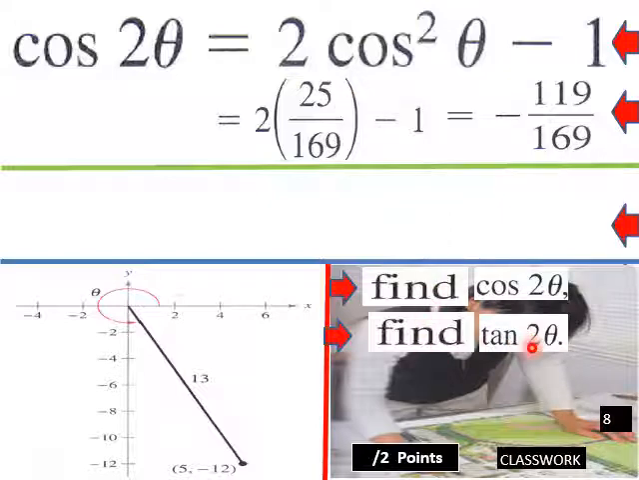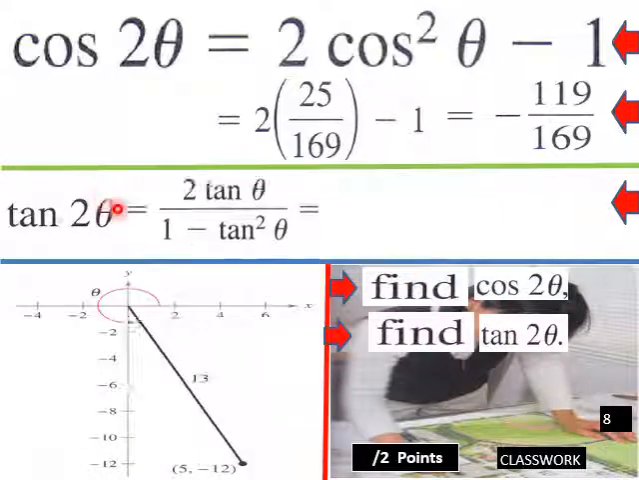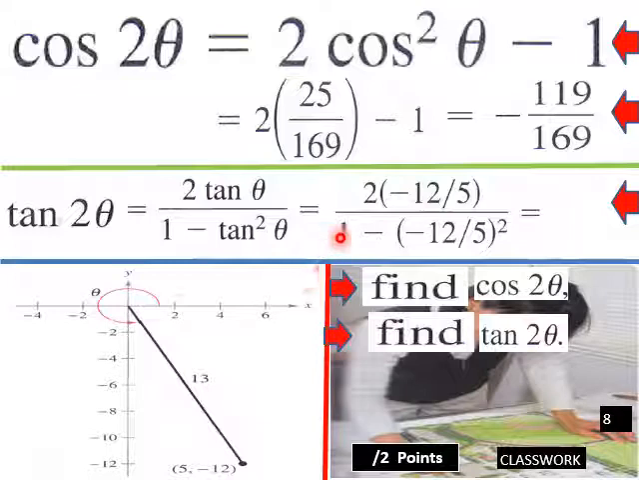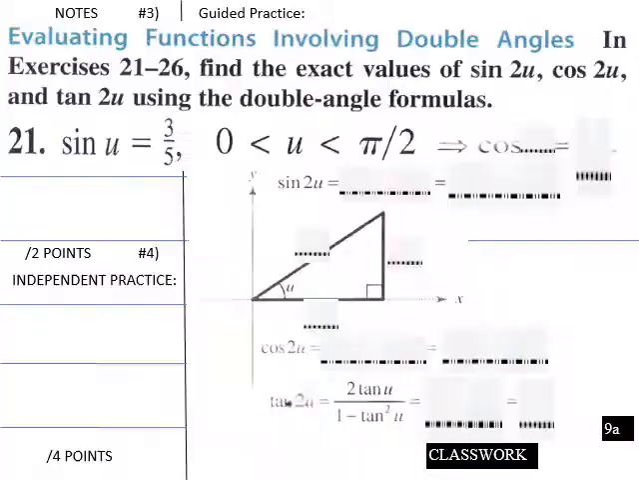And then find tan 2 theta, and then this is our equivalent expression for tan 2 theta. It will be 2 tan theta over 1 minus tan squared theta. And then we plug in our values here for this. Since we know that 1 minus tan squared theta will be 1 minus tan squared of negative 12 over 5, and then 2 tan theta will be negative 12 over 5. When we crank that out, we get 120 over 119. So that's how we would find this with this angle here.